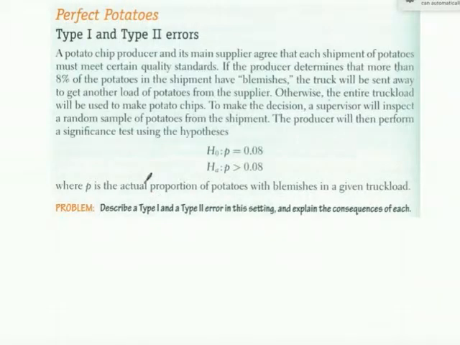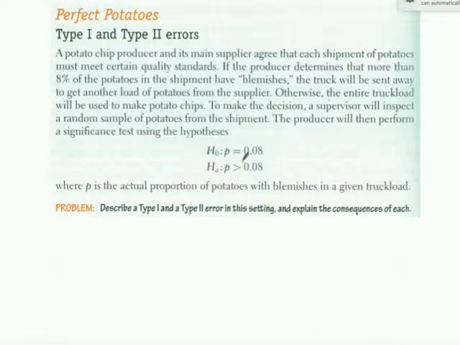So an example with type 1 and type 2 errors. A potato chip producer and its main supplier agree that each shipment of potatoes must meet certain quality standards. If the producer determines that more than 8% of the potatoes in the shipment have blemishes, the truck will be sent away to get another load of potatoes from their supplier. Otherwise, the entire truckload will be used to make potato chips. To make the decision, a supervisor will inspect a random sample of potatoes from the shipment. The producer will then perform a significance test using the following hypotheses.